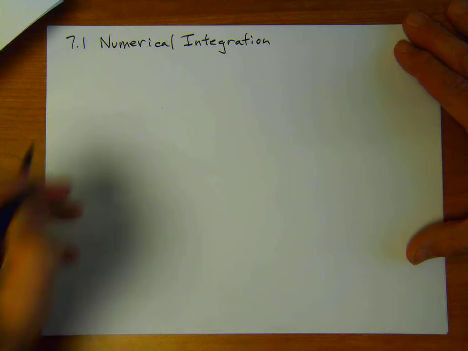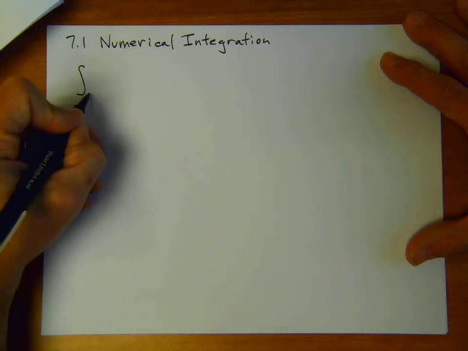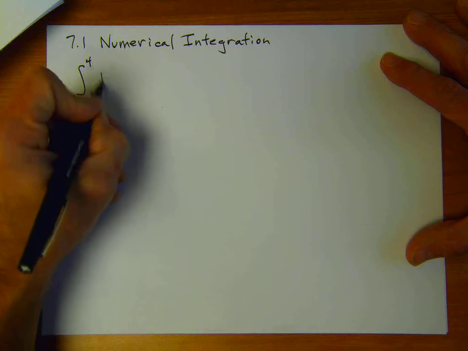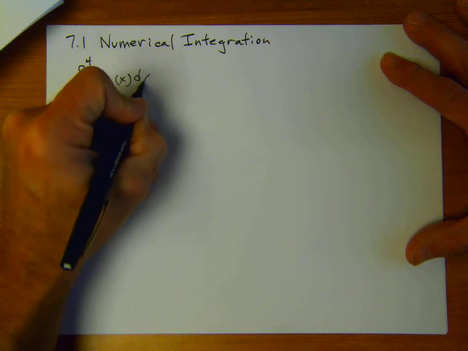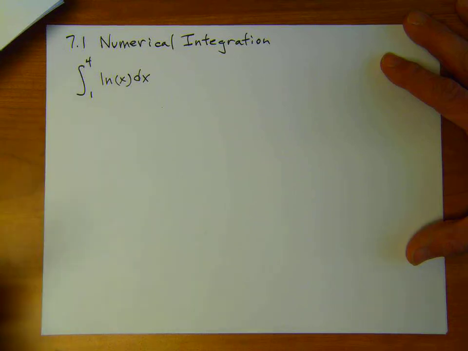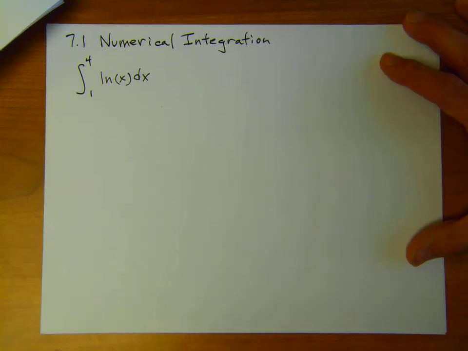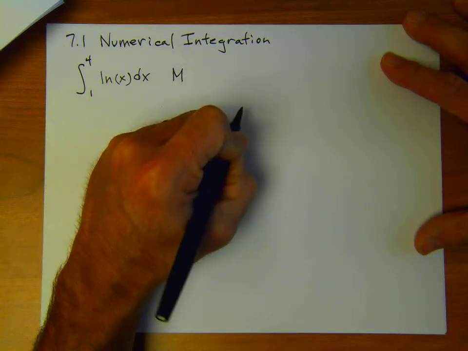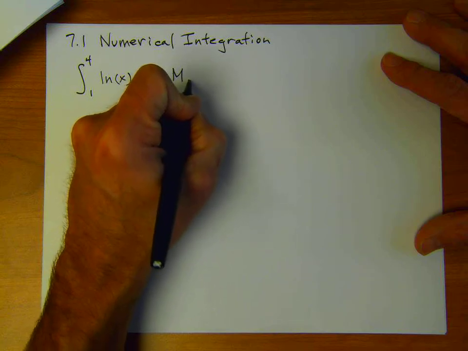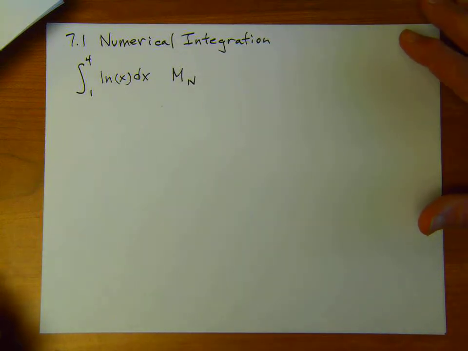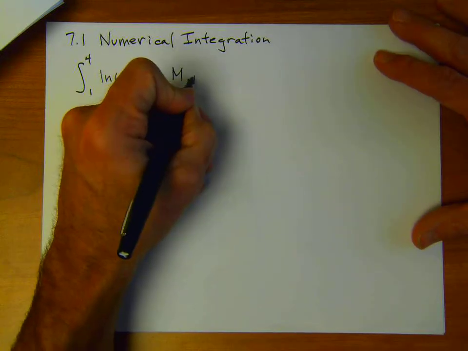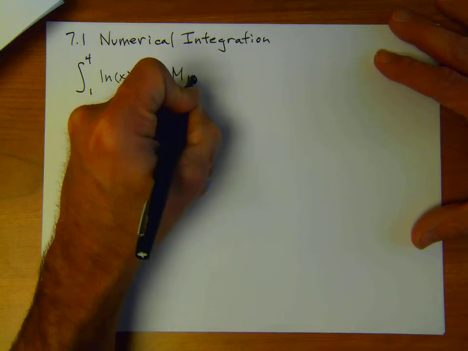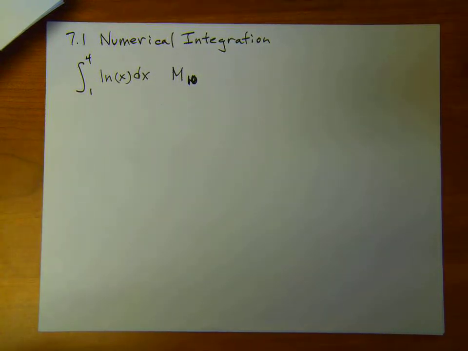These are actually all taken from the text. So the first one is number 32 from the text, and for this integral, we're looking for the area under the curve from 1 to 4, natural log of x. First, it asks us for Mn. No, sorry, in this case, it's M10, right? So specifically for M10, it wants to know if it's going to be an underestimate or an overestimate, all right?